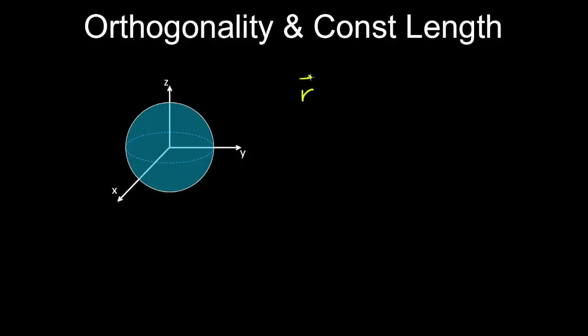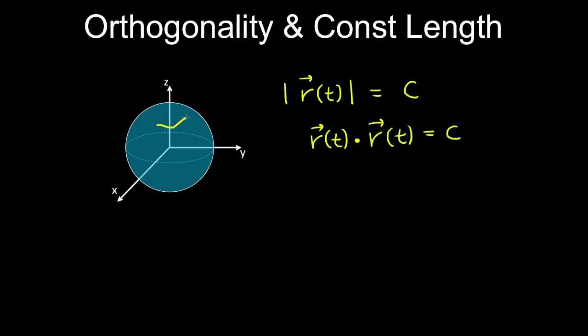If we have a vector valued function with a constant length, so the magnitude is constant, so that means the squared length is also constant. And the squared length is the dot product between a vector and itself. So for example, if we have the path of a particle on the surface of a sphere, then the radial distance to the particle is always constant.